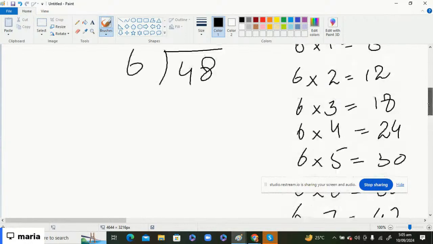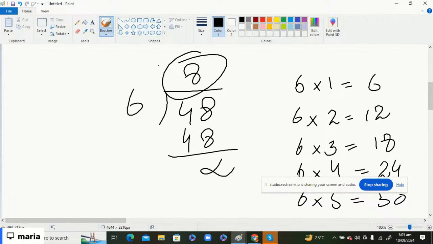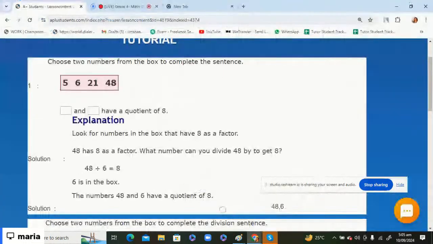Now look here. Finally, we are getting 6 times 8 is 48. Now here your quotient is 8. So that means this is your answer, the quotient of 8. Okay. So the first box is 6 and the second box is 48. All right. Let's do the next one.